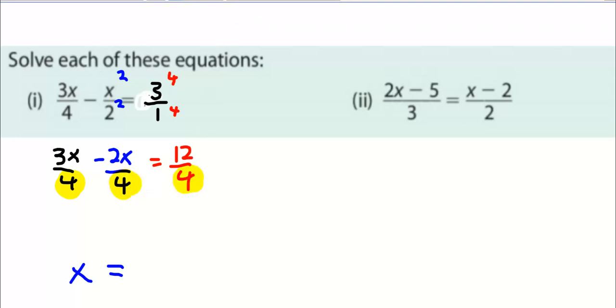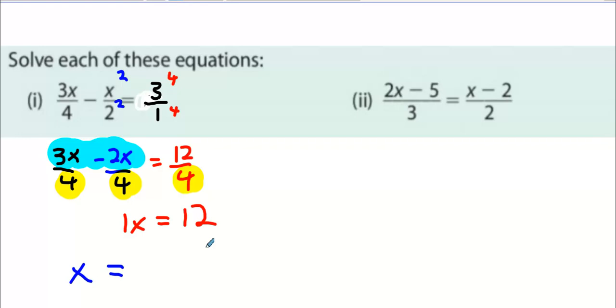So just looking at the top part, see the blue part here? What's 3x take 2x? No, sorry, you're multiplying them, sorry. It's 3 take away 2. Just 1. 1x equals 12. Is that all right?